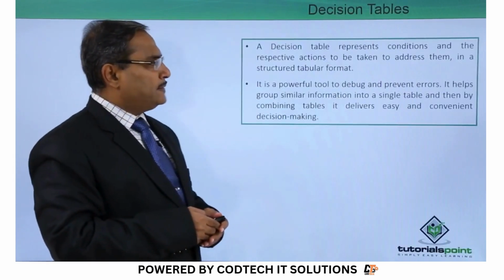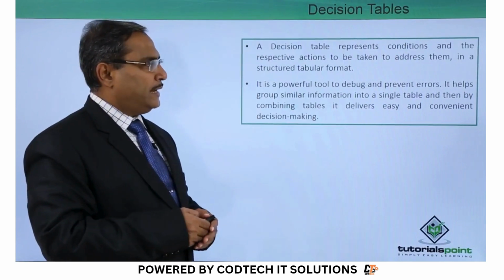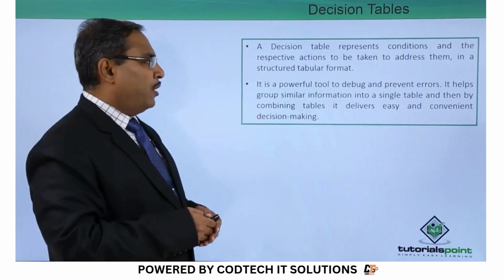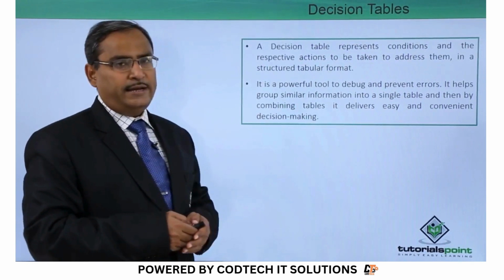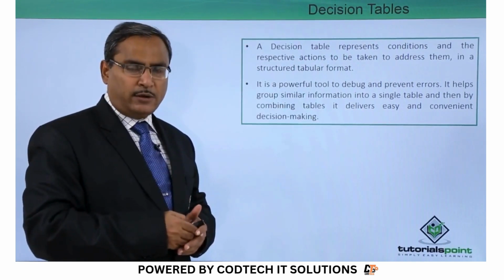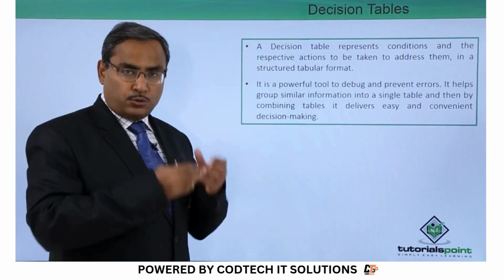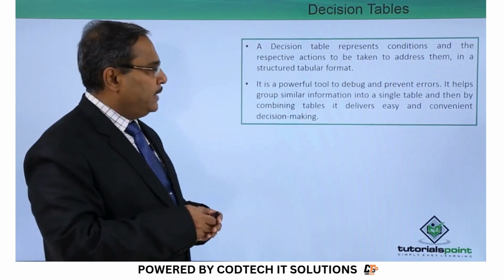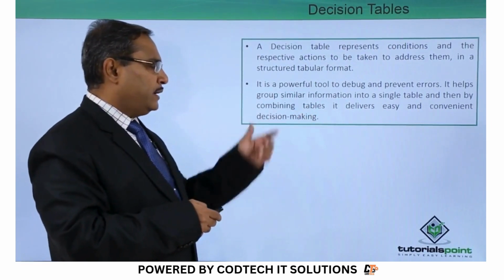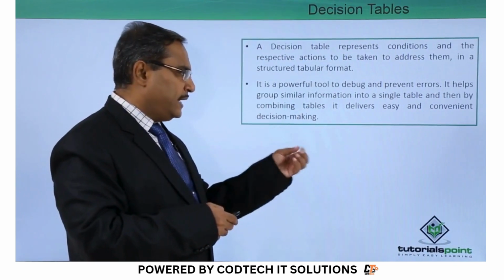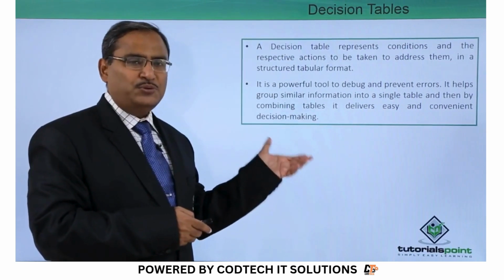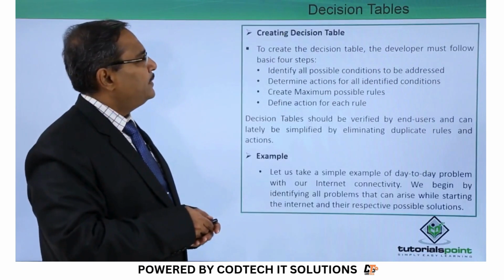So a decision table represents conditions and the respective actions to be taken to address them in a structured tabular format. It is a powerful tool to debug and prevent errors. It is a very easy way to represent our logic and the respective actions to be carried out, and there will be no ambiguity in understanding the logic and actions. It helps group similar information into a single table, and by combining tables, it delivers easy and convenient decision making. So a decision table is actually used to represent our decision making processes.